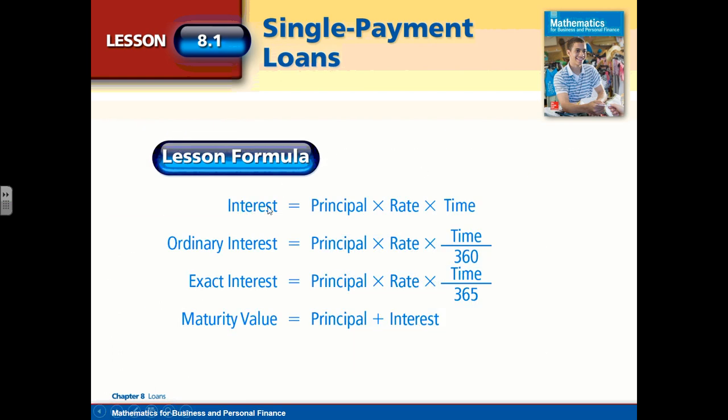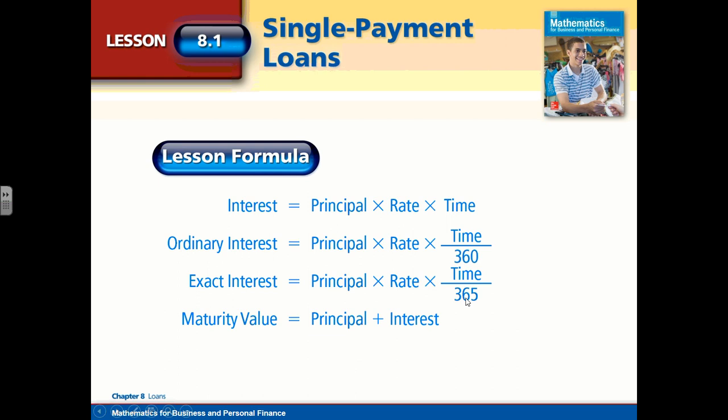So here are our formulas. We're going to start out with the interest formula. It's your principal, that's what you originally start out borrowing. You're going to times it by your rate, that's your percentage, and then times it by the amount of time that goes by. For this scenario, we're just going to do number of days for the time. So the ordinary interest is the principal, what you originally borrow, times the rate, which is a percentage, times the number of days, divided by 360. So I think of it as 360 for ordinary interest.